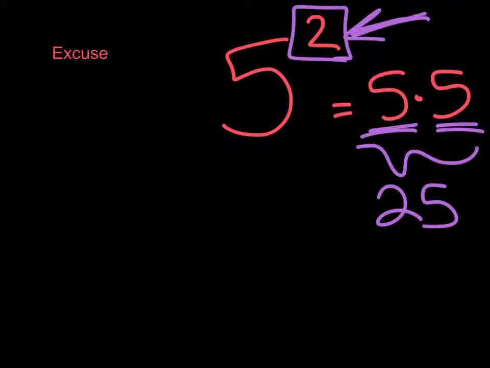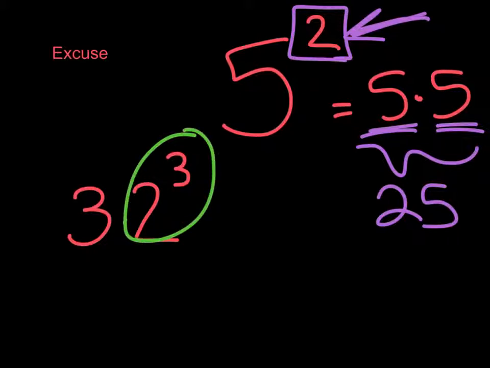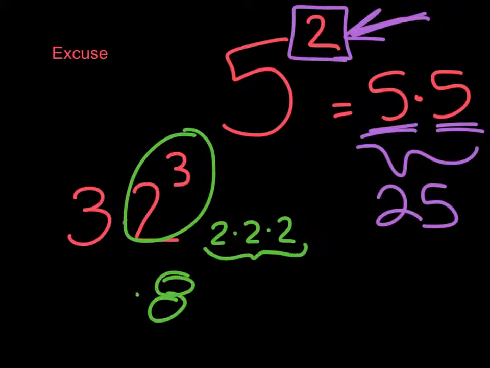I could have something like 3 times 2 to the third power. Order of operations says I have to do the exponents first, and that would be 2 times 2 times 2. Well, 2 times 2 times 2 is actually 8, and then I'm going to do 8 times 3, which is 24.